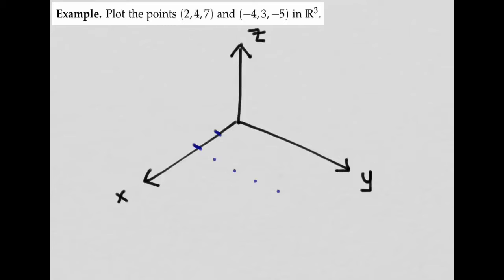And we're going to go 7 units in the positive z-axis because 7 is the z-coordinate. So we go 1, 2, 3, 4, 5, 6, 7. And that is the point (2, 4, 7).